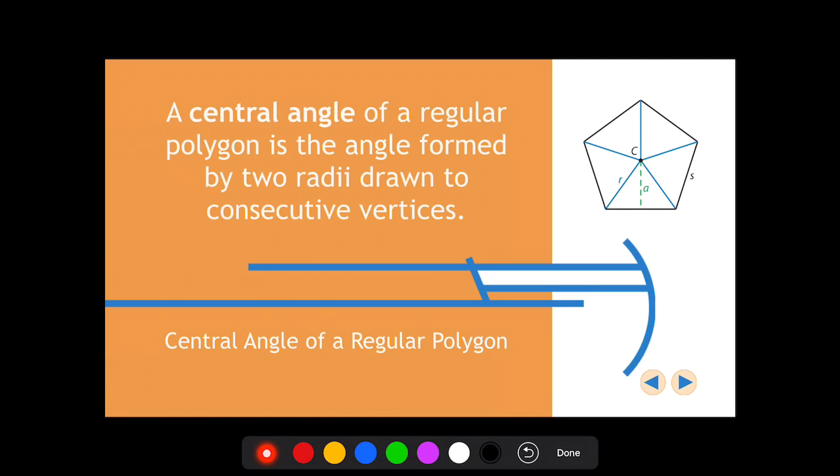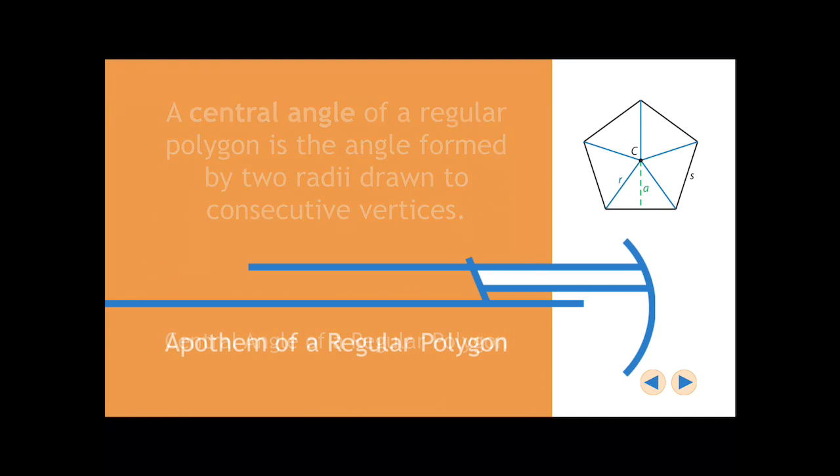The central angle of a regular polygon is the angle formed by two radii drawn to consecutive vertices. So we can look at this triangle right here that's drawn. There's one radius, and here's another radius of the polygon. The central angle is that angle in the very middle. Now this is actually a very important angle in this particular lesson, but whenever you hear or read the term central angle, that's the angle it's referring to.